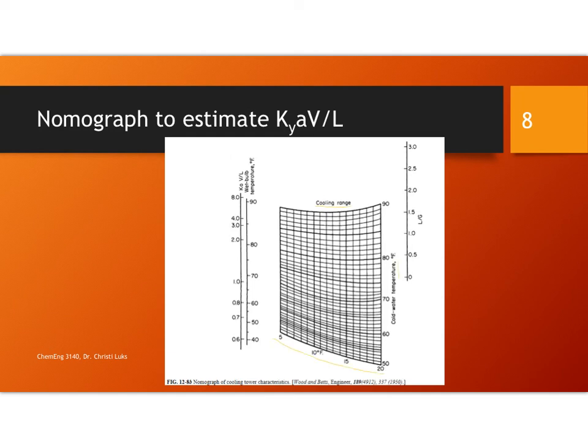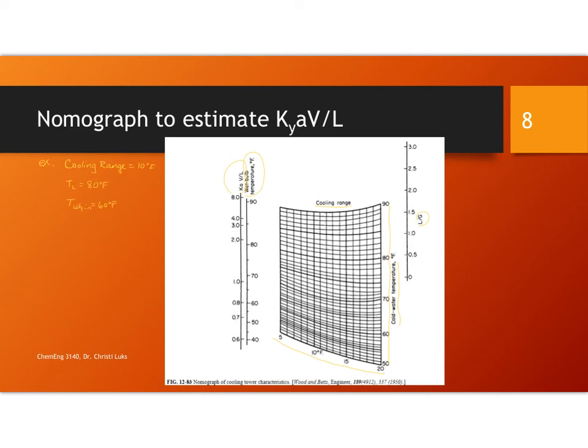We have the water temperature, the cold water temperature, so the water exit, down here. We have our L over G ratio, we have the wet bulb temperature of the air, and then we have also our Kg times V over L. So let's just look at that briefly.